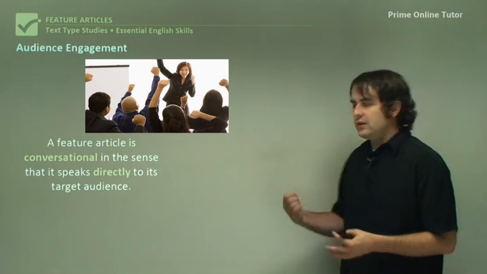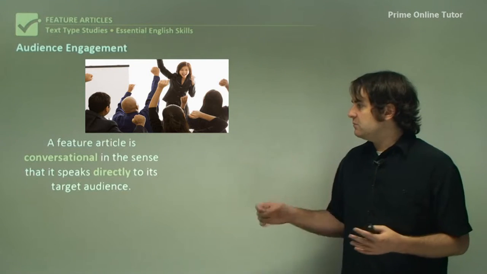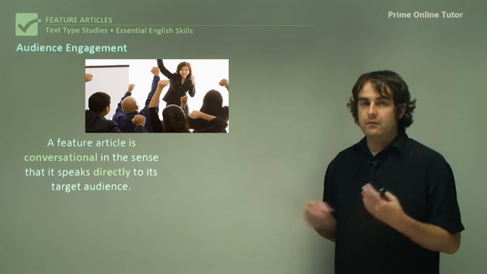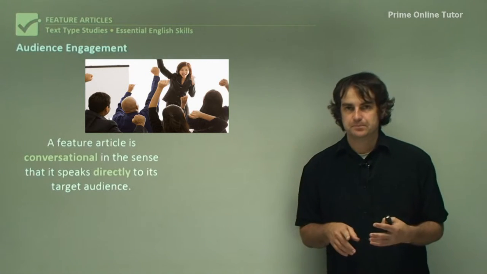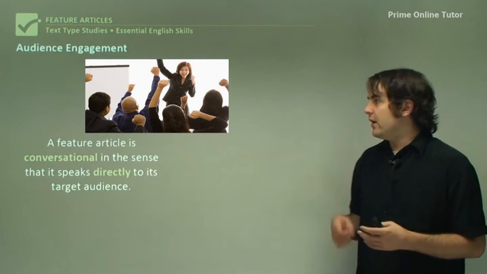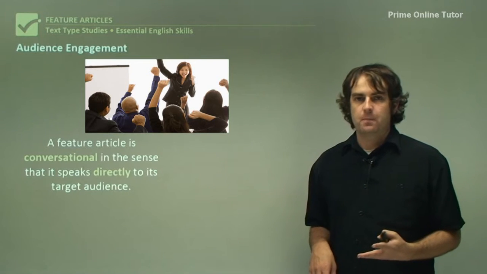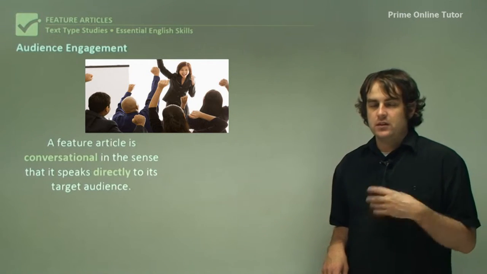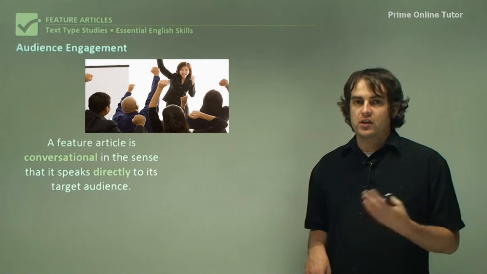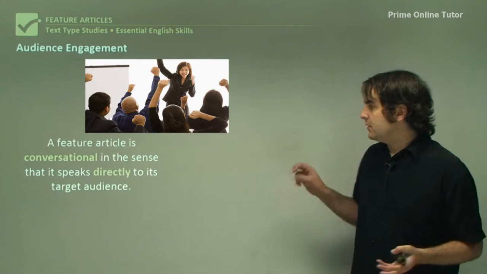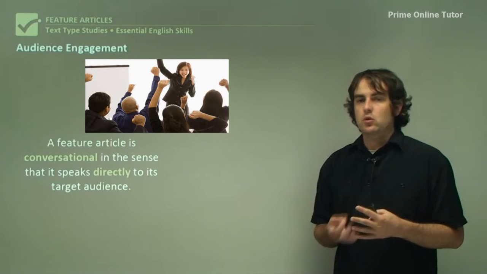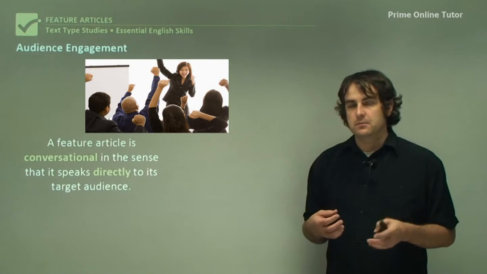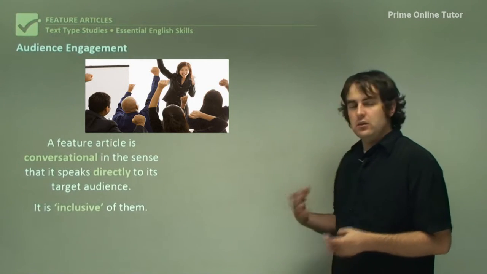Okay, audience engagement. Now, it's like a speech. You need to be able to, first of all, have a conversation, speak directly to the target audience, but do so in such a way where you're almost doing it like a speech. And as I said, a speech and a feature article are actually quite similar. The main sense for that is that they're both mediums which require a lot of audience engagement. And it's also inclusive of the audience.